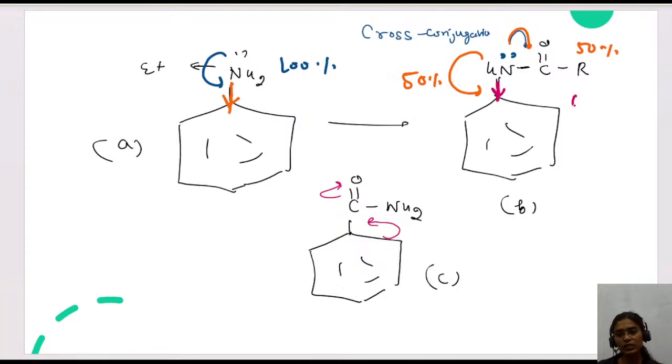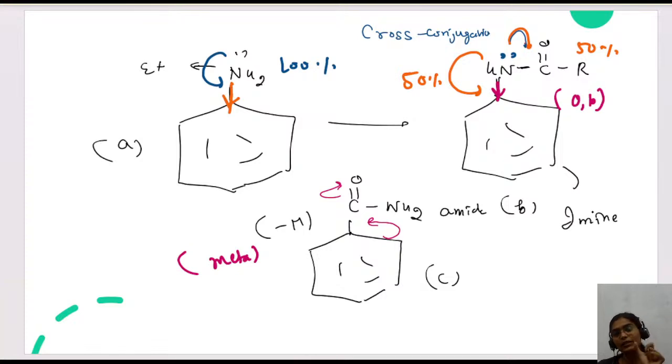Okay, Arul. So still it's ortho para directing. It's not meta directing. And try to understand the difference. This is my minus M. It's meta directing. Okay, but ma'am, isn't this the same? No, it's not the same. Here the CO part is connected, so it's our amide group. And what is this? It's our imine group. This is a little bit different, I know. Okay, is this point clear, Arul? That it's like meta and which directing.